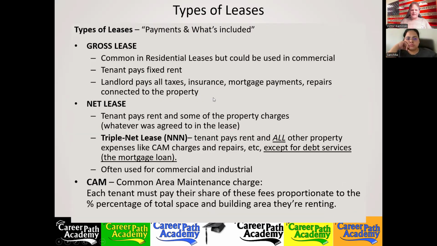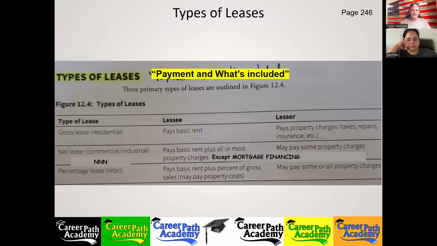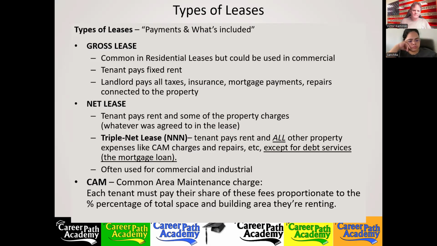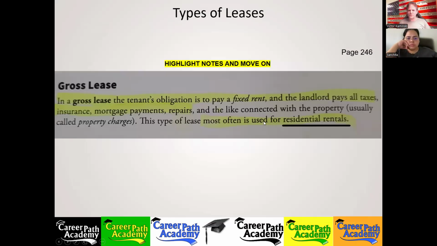Now, the term CAM, I don't think you see that anywhere in this book, by the way. You may want to make a notation of that somewhere. CAM charge. Okay. I'll show you a place, actually. I think I'm coming up on one of the slides where you could write it. Here, so just highlight this. In a gross lease, the tenant's obligation is to pay the fixed rent, and the landlord pays the taxes, insurance, mortgage payments, and the repairs, most often used in residential rentals.